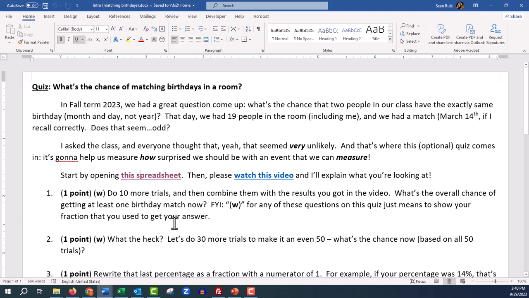10 more trials and combine them. So if I have 6 yeses and then 2 more, that would have been 8 yeses out of all 20 trials. So that right there, my friends, is 40%. So right now, there's a 40% chance of getting at least 1 birthday match if I do 8 out of 20. I said, let's do 30 more trials. All right, so 30 more trials altogether.